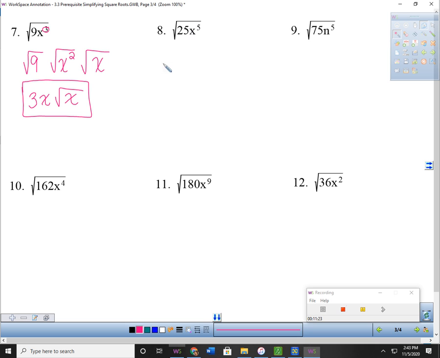25 is a perfect square, so we won't do a factor tree for that. But is x to the 5th a perfect square? No. So how many of those x's will I use to make the perfect square? 4 of them. Just shave 1 off, right? Which leaves how many left? The 1. There should always just be 1 left, right? Because, I mean, if you have 2, then you could square root that. So the square root of 25 is 5. The square root of x to the 4th is x to the 2nd, and then your square root of x at the back.